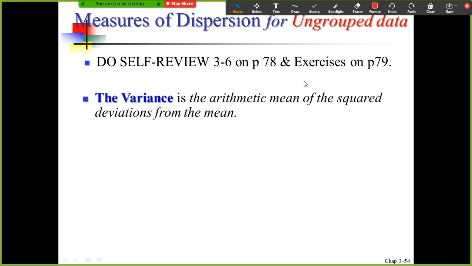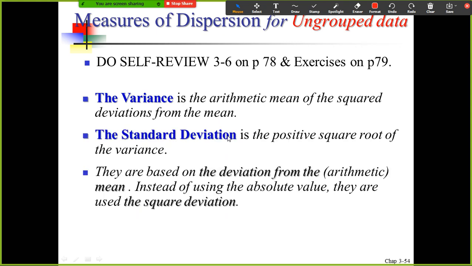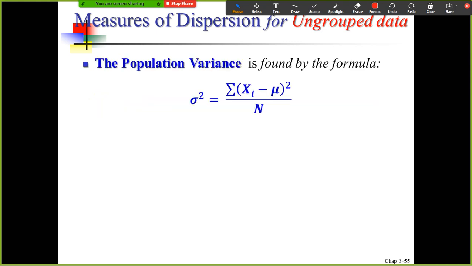Okay, range is already done. Mean deviation or mean absolute deviation is already done too. Now we go into variance. Variance for ungrouped data set. Variance is the arithmetic mean of the squared deviations from the mean. Actually, variance is similar to mean deviation, but what is the difference?